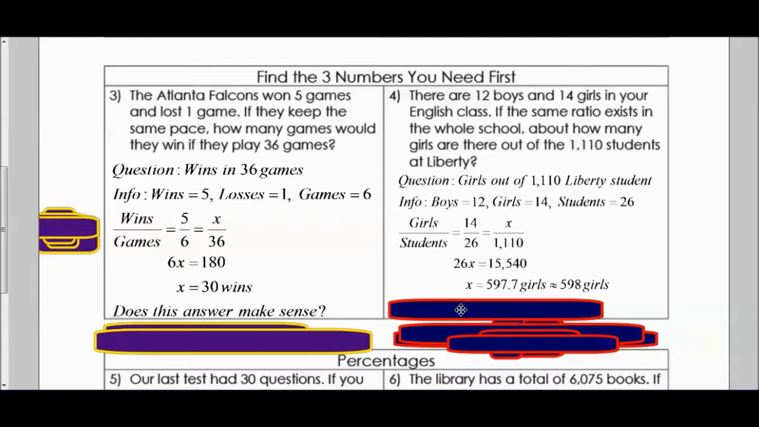Does that answer make sense? Well, if you did this proportion wrong, you would end up getting a number bigger than this, 1,100. If that's the total number of students, obviously there can't be more girls than there are students. So yeah, that makes sense. It's roughly half. That does make sense.